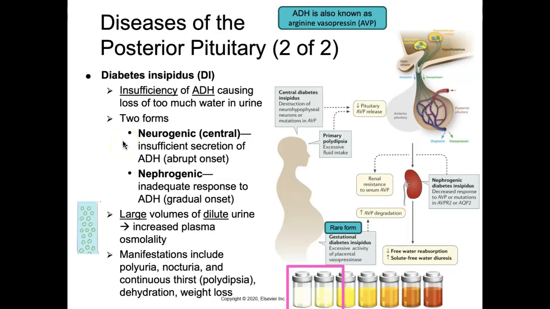So to treat this, for the neurogenic type, it is going to be just fluid replacement, and this could be oral or IV. And some are going to require ADH replacement. And for the nephrogenic form, you just need to treat the reversible underlying disorder.